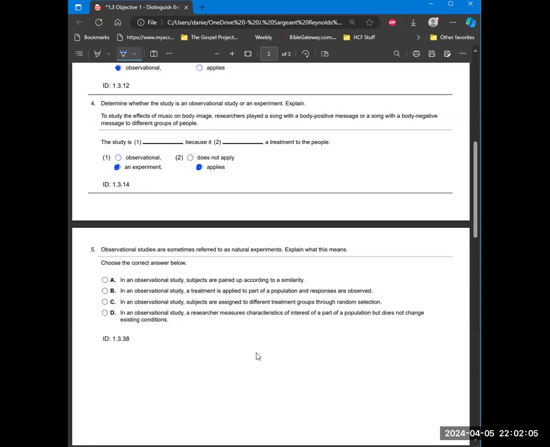Last question here. Number 5, observational studies are sometimes referred to as natural experiments. Explain what this means. In an observational study, a researcher measures characteristics of interest of a part of a population but does not change existing conditions. That's why it would be called natural, because you're not changing the natural existing conditions.